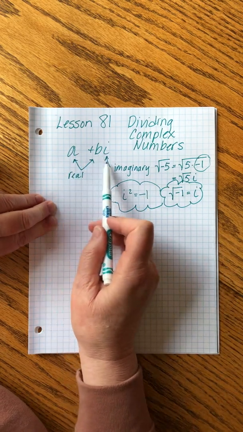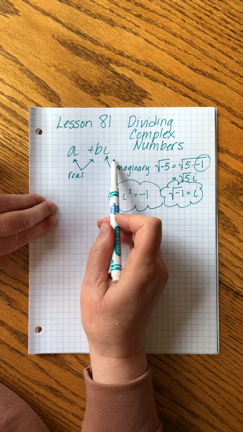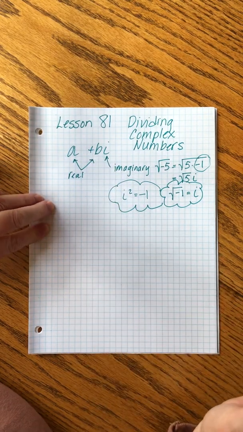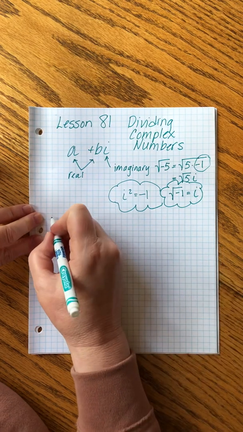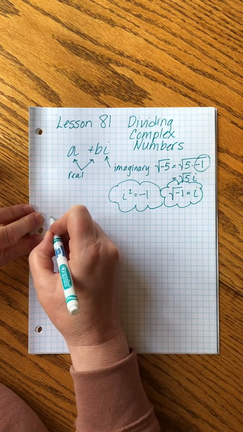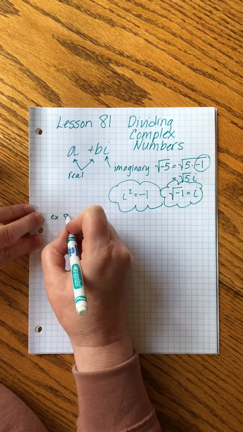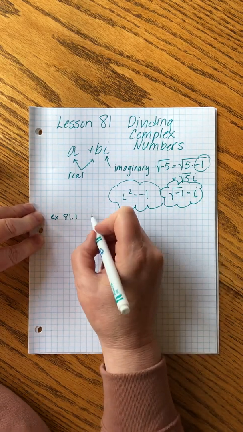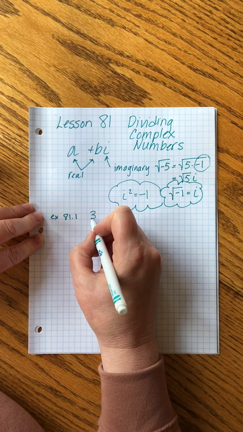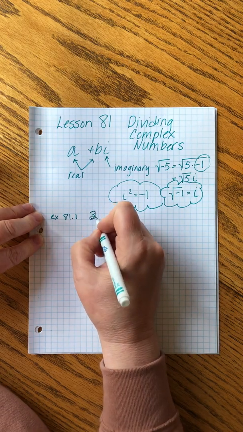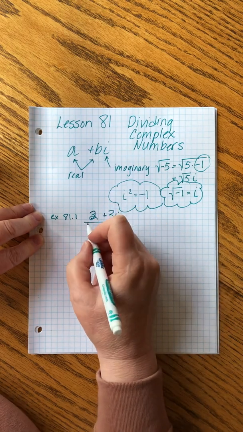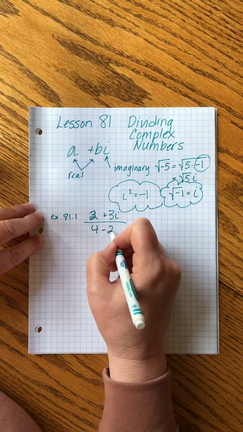We never would use a fraction underneath the whole expression. We would have separate fractions. We'll see that in this problem as well. So what happens if we want to divide two complex numbers? 2 plus 3i over 4 minus 2i.